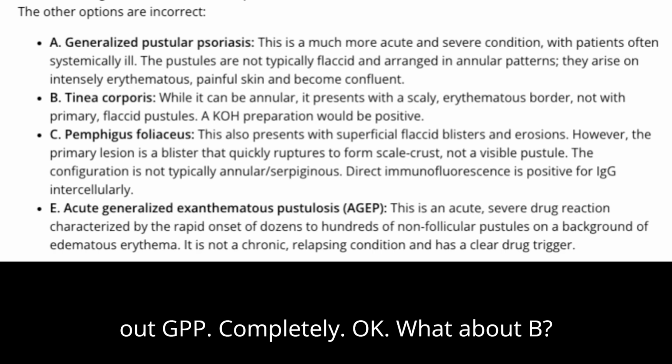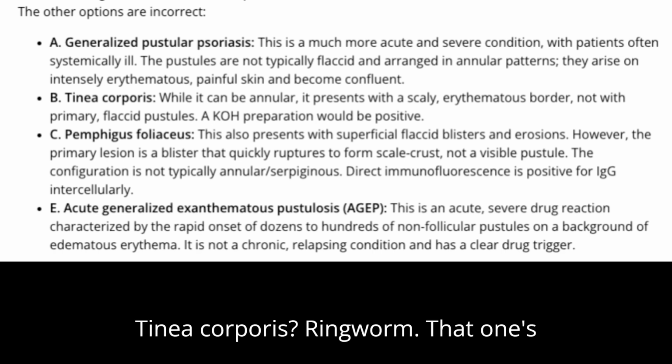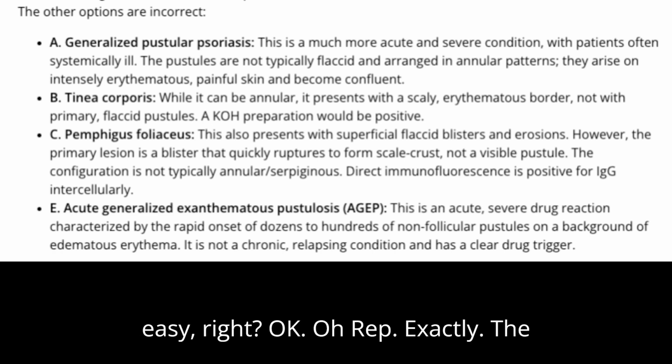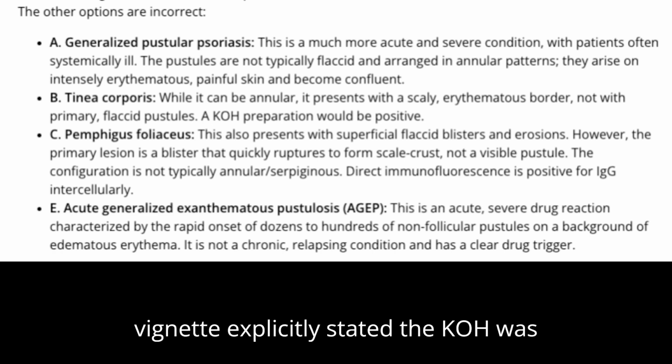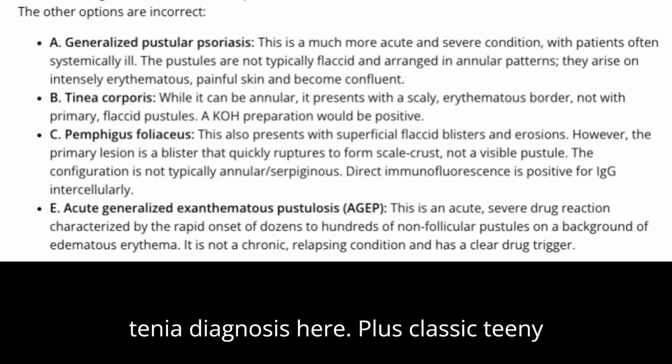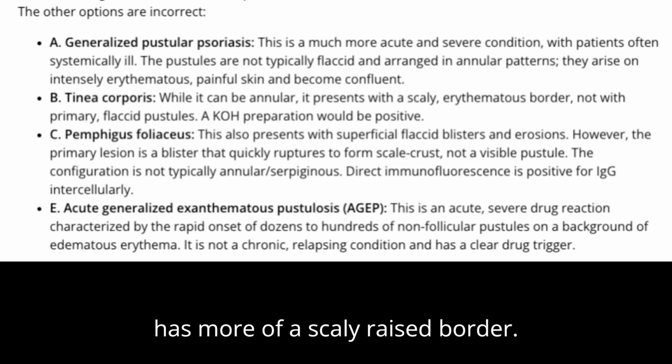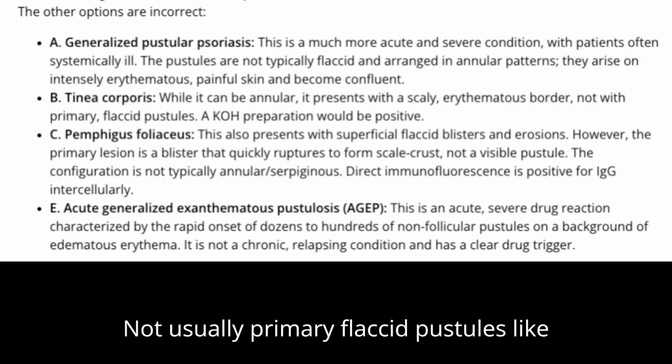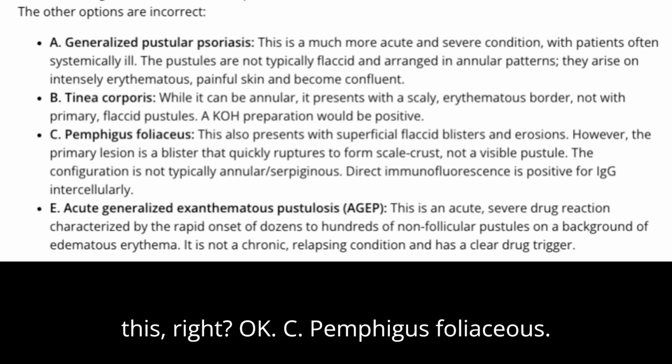Completely. Okay, what about B, tinea corporis, ringworm? That one's easy, right? The KOH prep? Exactly. The vignette explicitly stated the KOH was negative. Tinea is fungal. No fungus, no tinea diagnosis here. Plus, classic tinea has more of a scaly, raised border, not usually primary flaccid pustules like this. Right. Okay, C, pemphigus foliaceus.